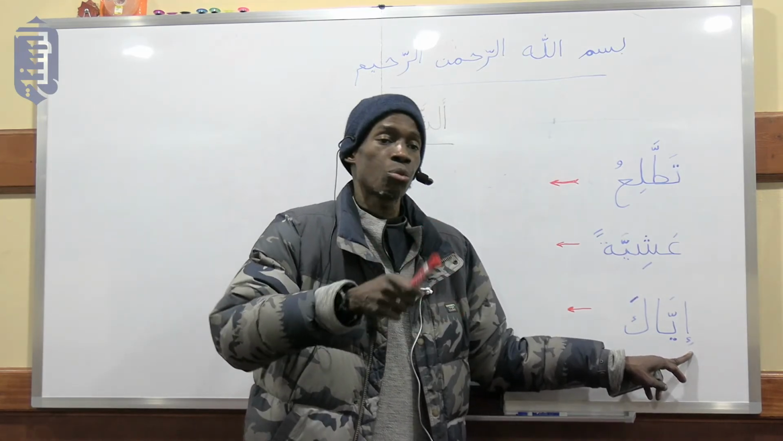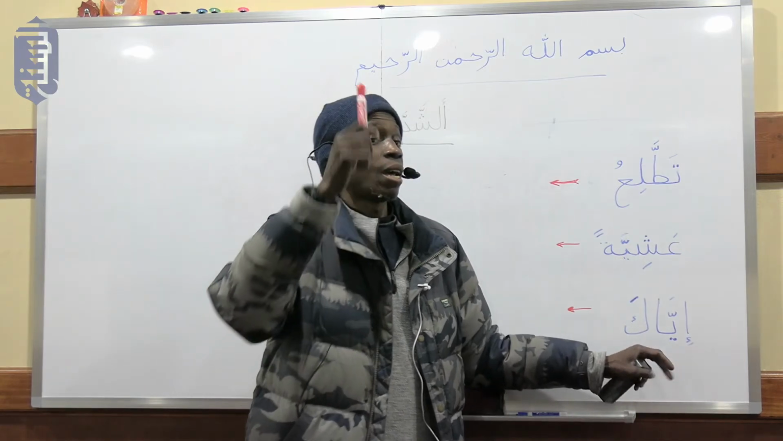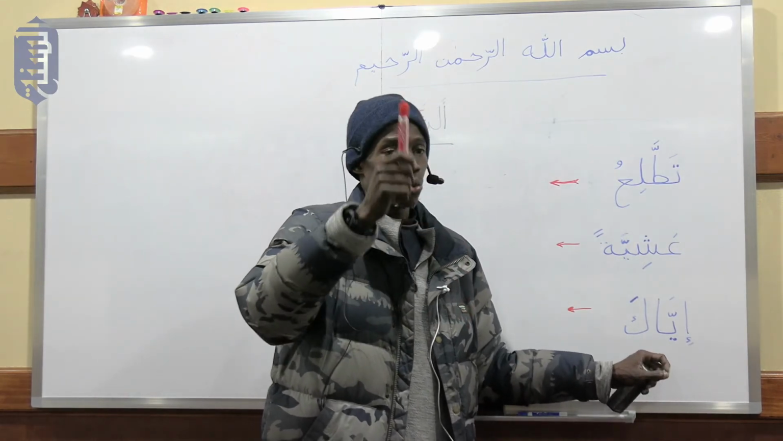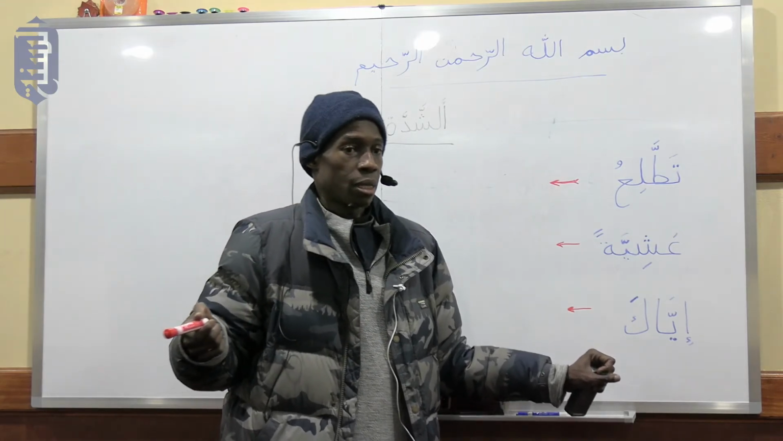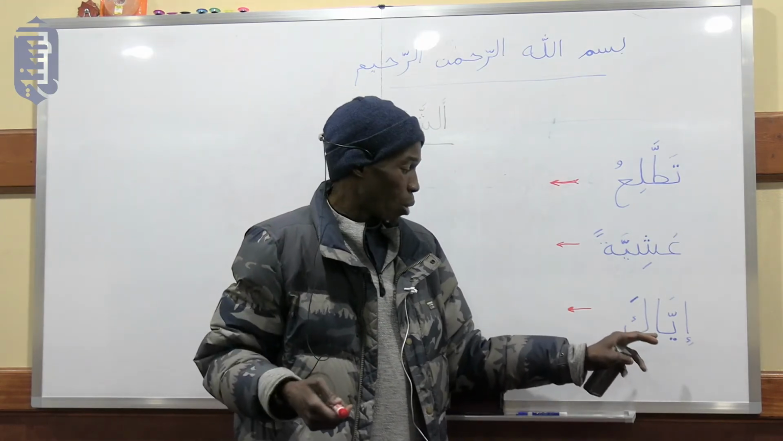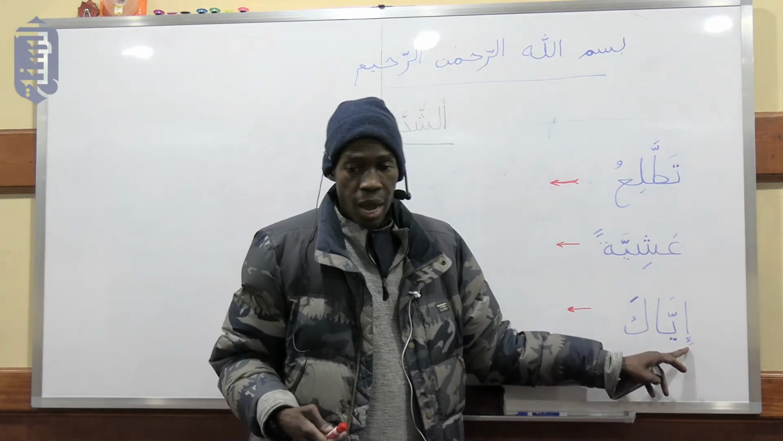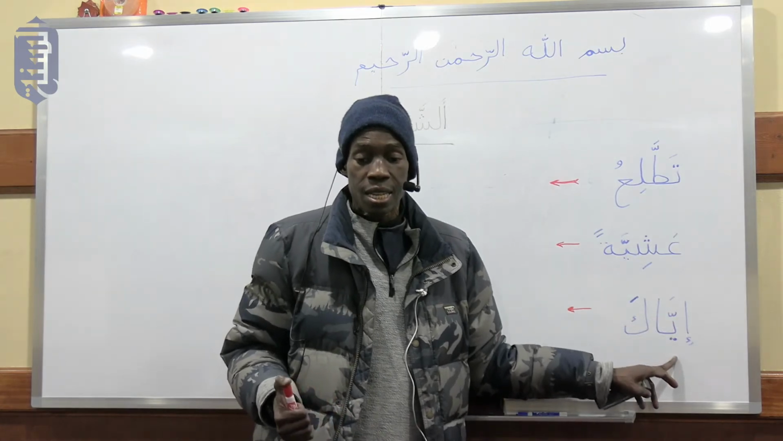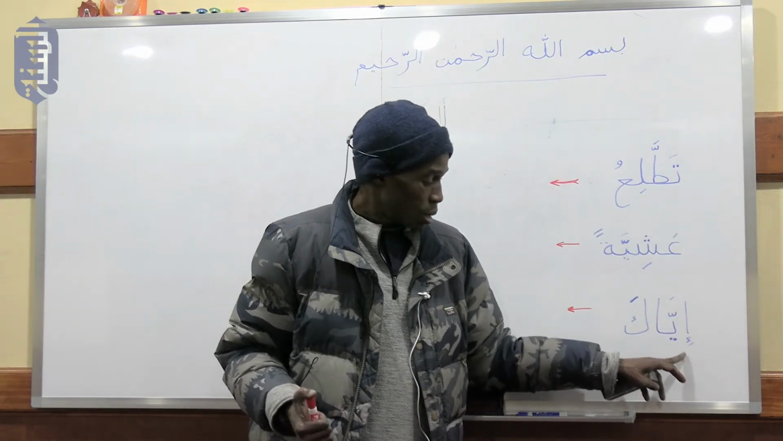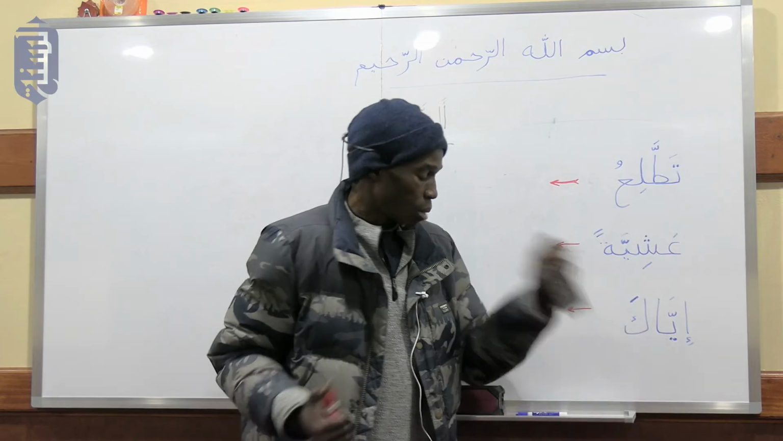A waw with a sukoon prolongs the dhamma before it. And an alif that has a sukoon on it prolongs a fatha before it. This we did before. Okay, so this is Hamza, Kasra, Ya, Shadda, E. Hamza, Kasra, Ya, Shadda, E. Okay, continue.